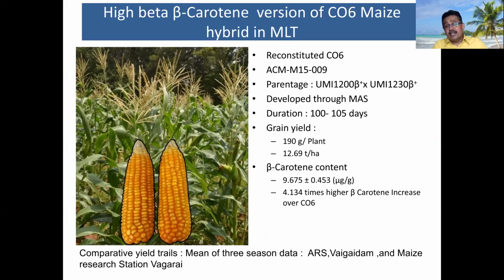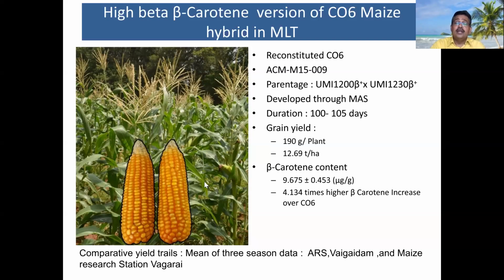So once your line is converted, then this is a Co6 hybrid. Both the parents are converted. Now you make a cross between these two parents and finally get a hybrid. It looks like Co6. So now this material is given for the multi-location trial. When you check the hybrid, it should look like the previous Co6 hybrid, with only the added advantage of beta carotene.